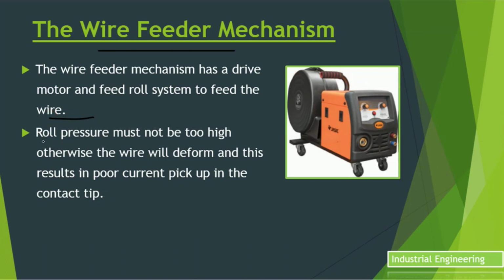Roll pressure must not be too high, otherwise the wire will deform and this results in poor current pickup in the contact tip. For example, if you are using a copper coated wire, too high a roll pressure using a knurled roll increases the risk of flaking of the coating.